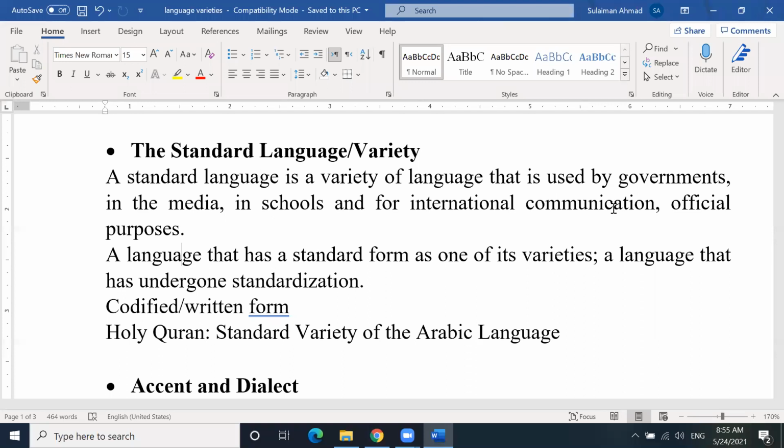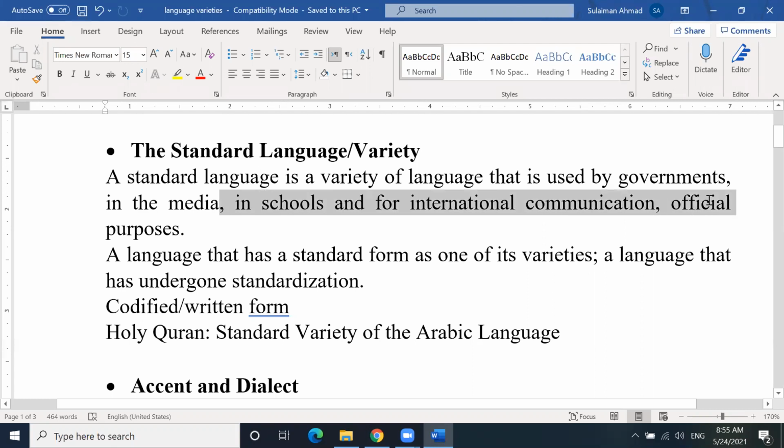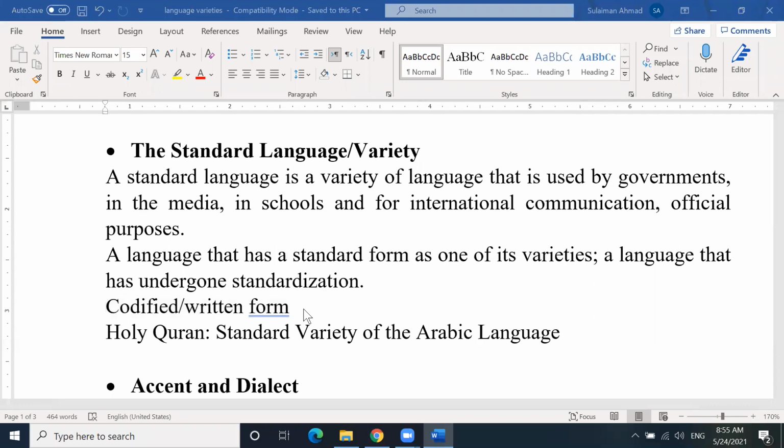And that has been standardized, or is in codified form, right? The language which is used by government, in media, in schools, for international communication, for official purposes, and that is in codified or written form, right? So that variety is called the standard variety.